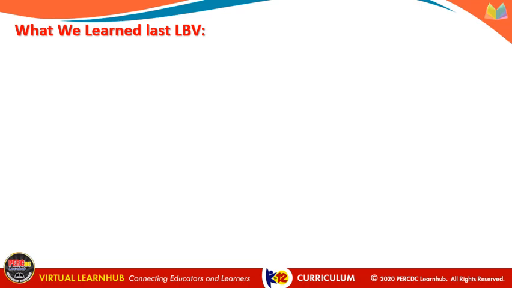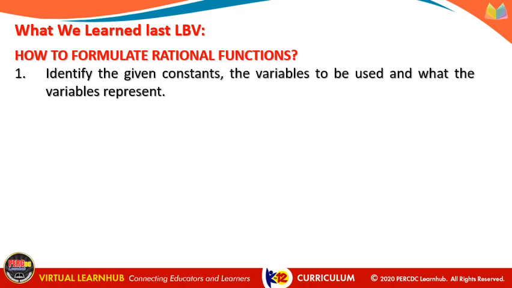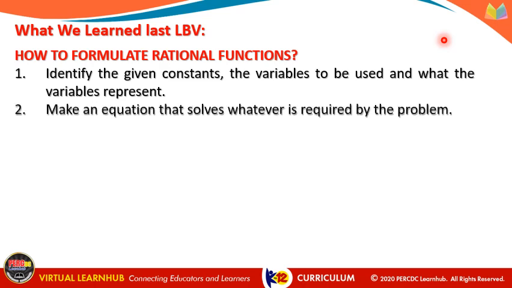Natutunan din natin last LBV kung paano gumawa ng sarili nating rational function. Ulit lang tayo. How to formulate rational functions. Summarize na lang natin. Step 1, we identify the given constants, ano yung mga variables na gustong ipagamit ng tanong, at syempre, dapat alam natin ano ang nire-represent ng bawat variable. Second, let us make an equation that solves whatever is required by the problem.